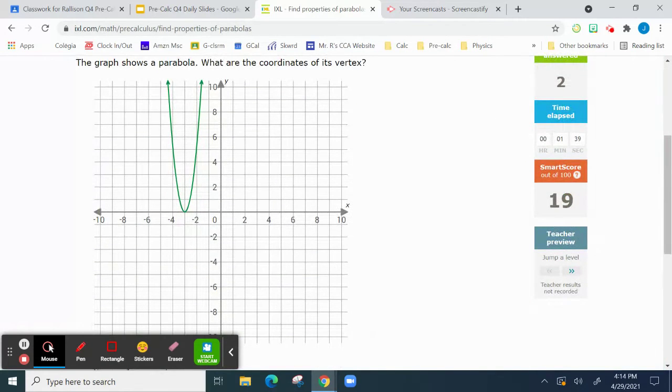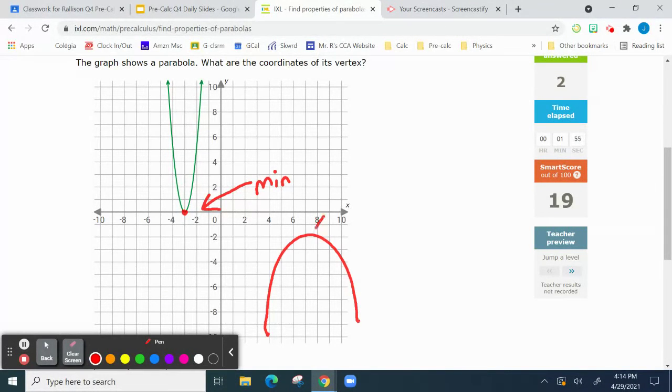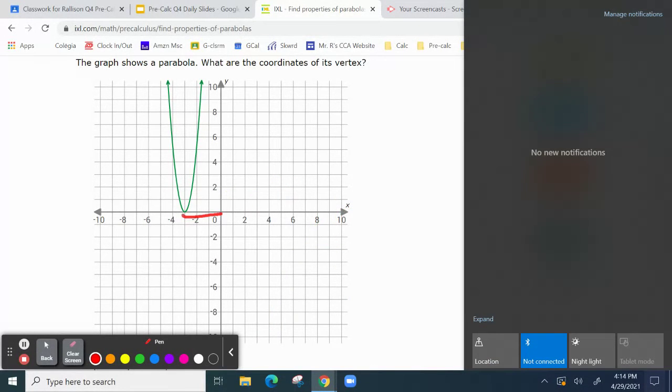What are the coordinates of its vertex? The vertex is that point right there at the tip of the parabola. It's the maximum or minimum. That right there is the minimum value if the parabola opens up, right? But if the parabola opened down, the vertex would be its maximum value, right? So this particular vertex is at (-3, 0), right?